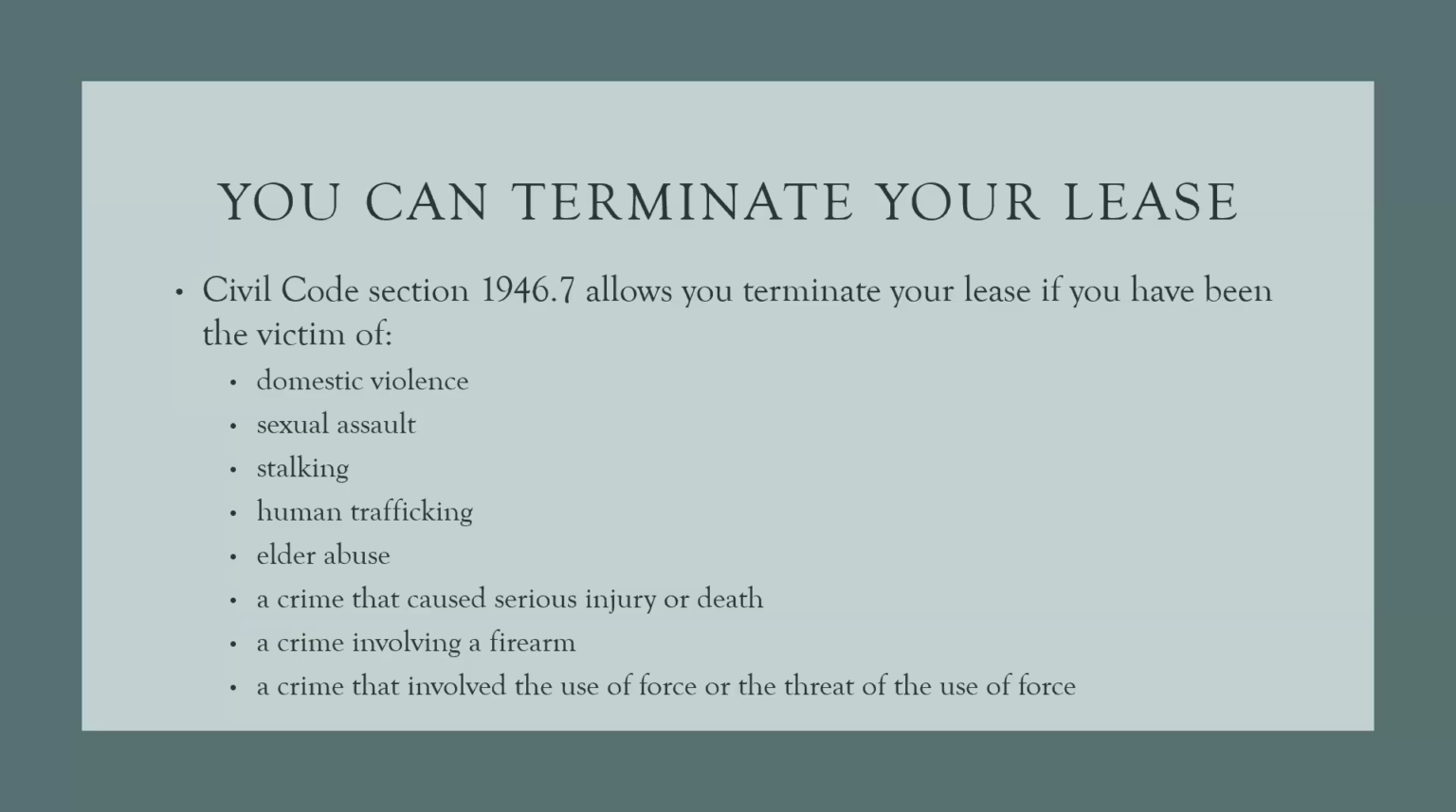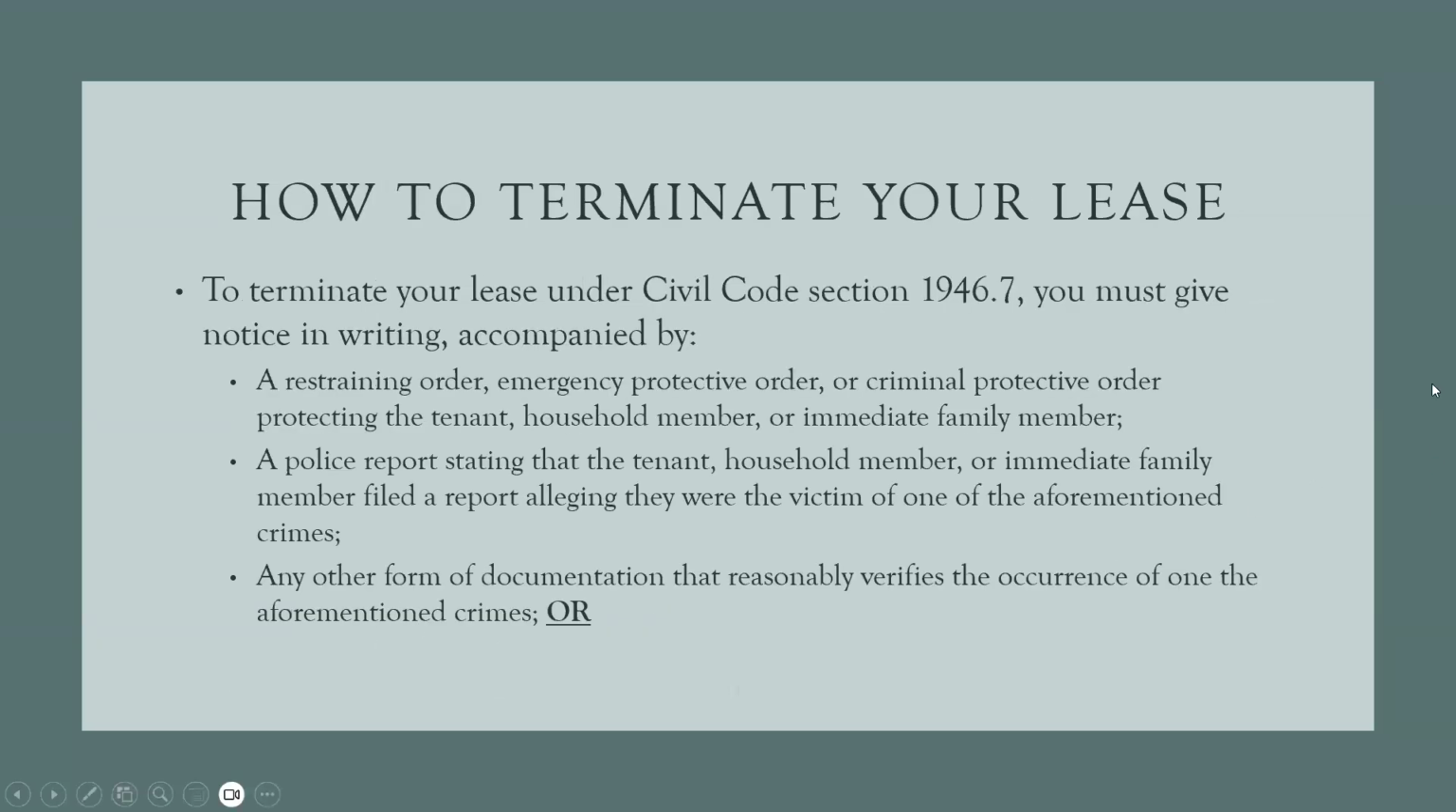So you can also terminate your lease if you've been the victim of abuse. Civil Code Section 1946.7 allows you to terminate your lease if you have been the victim of domestic violence, sexual assault, stalking, human trafficking, elder abuse, a crime that caused serious injury or death, a crime involving a firearm, or a crime that involved the use of force or the threat of the use of force. So let's talk about how you would go about that if you want to terminate your lease in one of those situations.